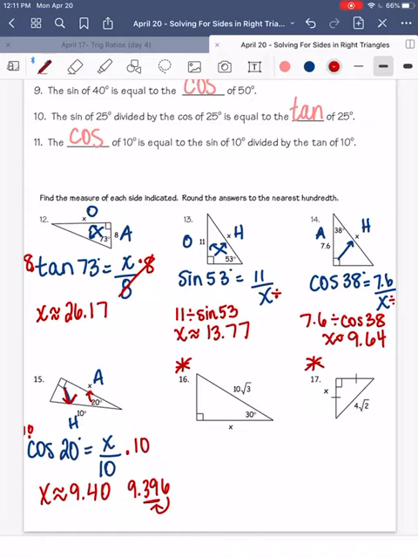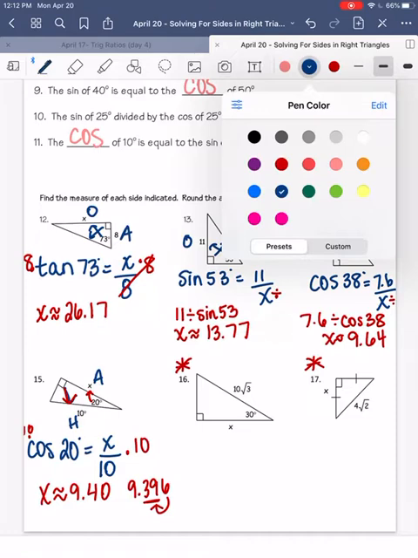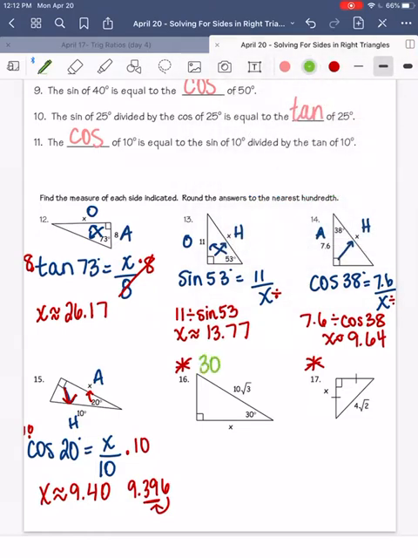Why I have a star by 16 and 17 is you can do this problem using SOHCAHTOA. I'm going to show you that. Number 16, or actually both of them, but you actually didn't have to. If you notice, this is a 30, 60, 90 triangle. If that doesn't stand out to you, maybe it will now. And so that's the 60.